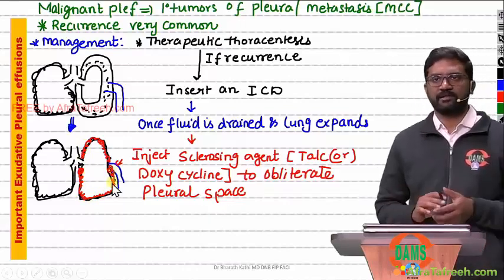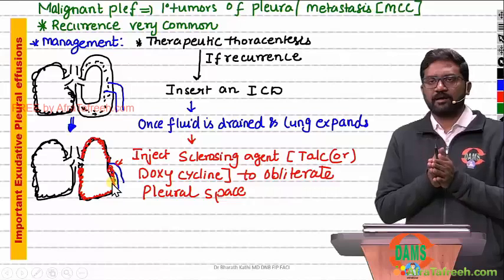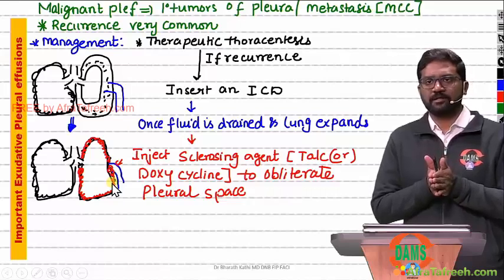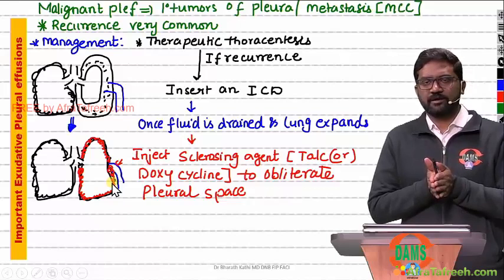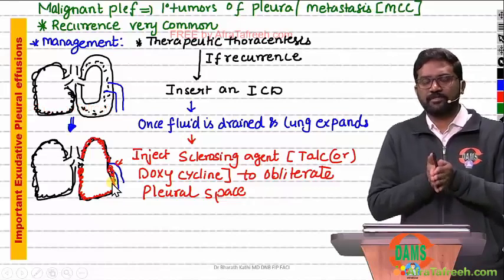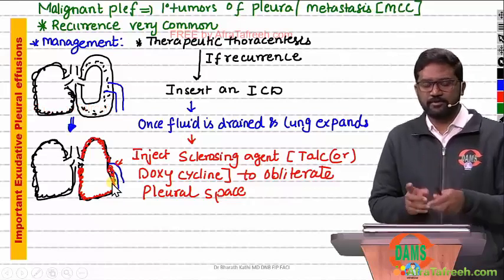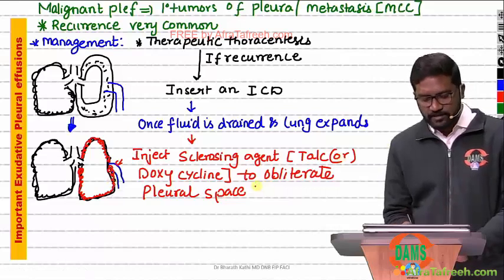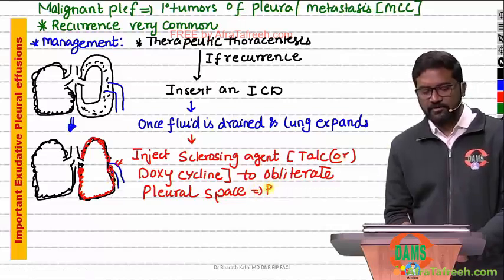It will function like a gum and it will adhere the pleural membranes together. Once the pleural membranes are adhered together, there will be no space for fluid to reaccumulate. So this method of fusion of pleural membranes is called as pleurodesis.